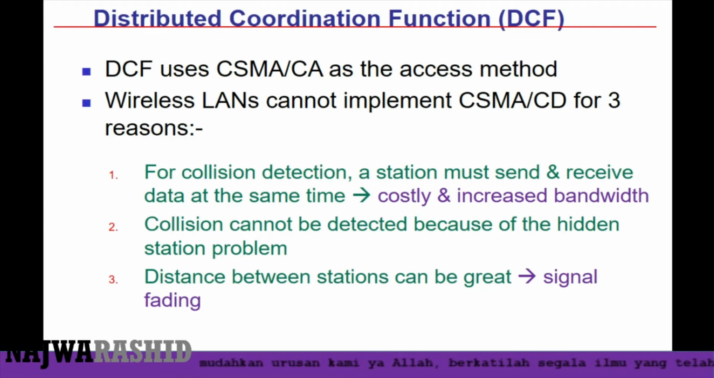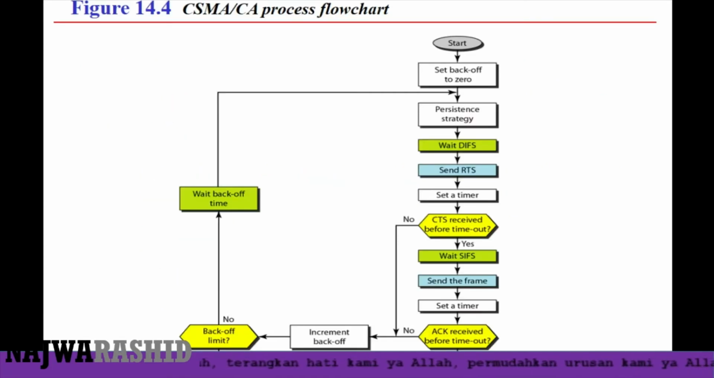And the third one, the distance between stations can be great. It will cause signal fading when the signal travels through the air. That's why we cannot use CSMA/CD. So next, the CSMA/CA process flowchart.